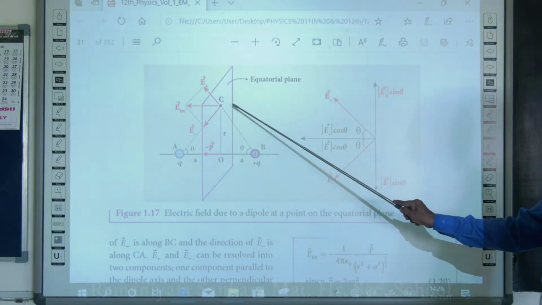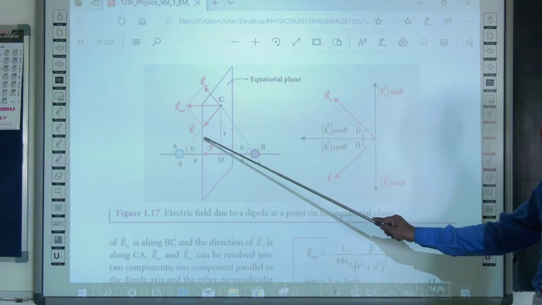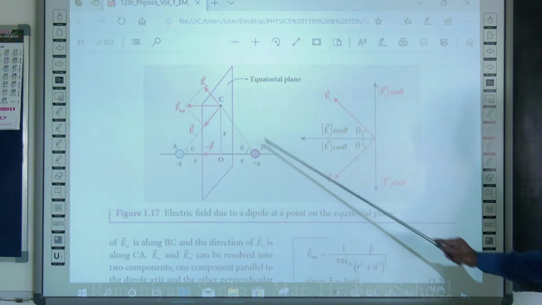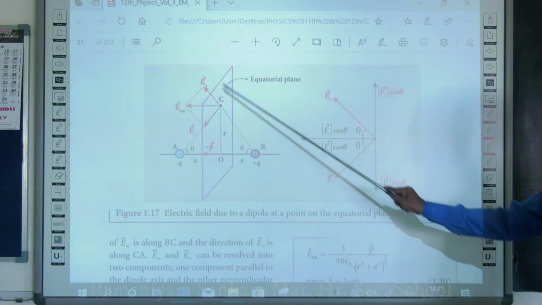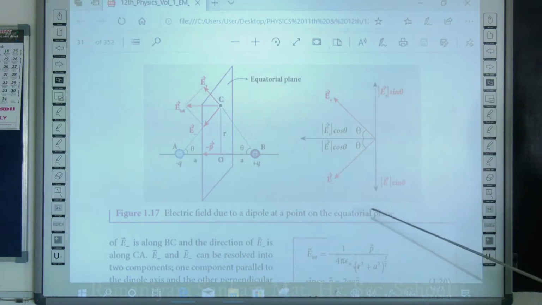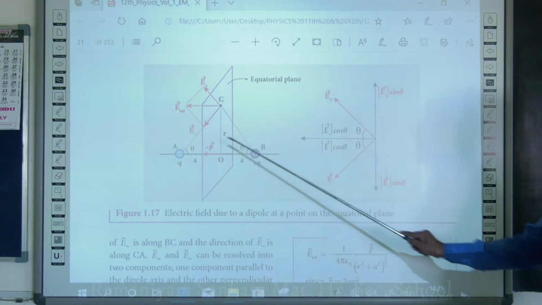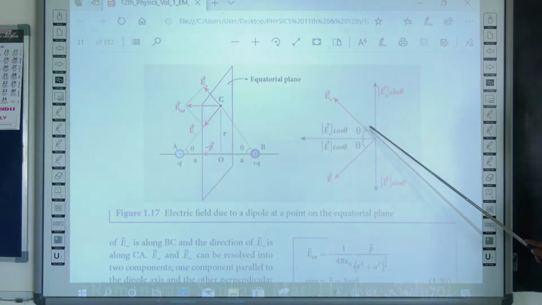You can put plus q and plus 1. Minus q will attract, so E minus will attract, and plus q will repel, so it goes like this. The resultant will be on this side. So the total is given here in terms of cos theta. This angle is theta, this angle is theta, this angle is theta.